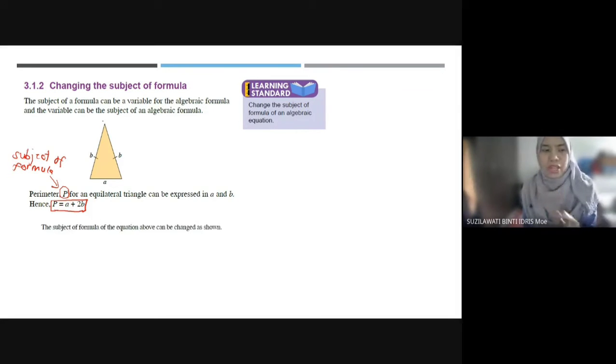Okay, let's look at what comes next. The subject of formula of the equation above, this equation, can be changed. A can be the subject of formula. B also can be subject of formula. Okay. So do you know how to change it? Do you have any idea how to change the subject of formula? From P become A. A as the subject of formula.